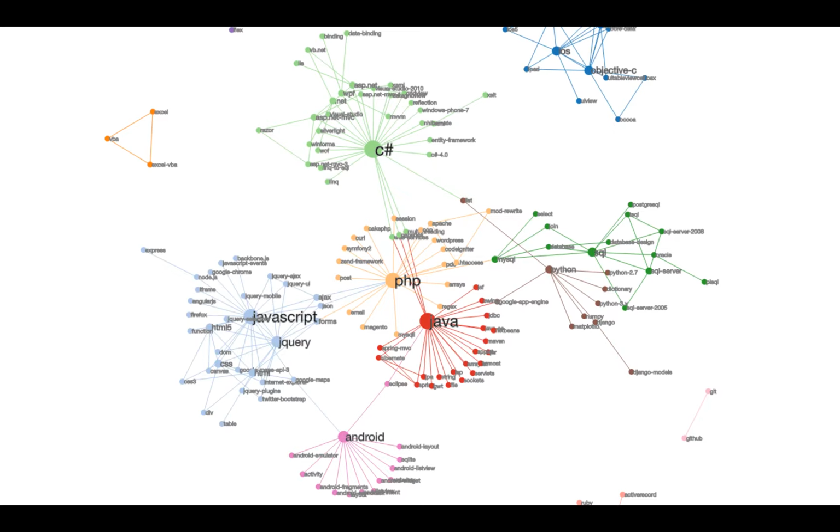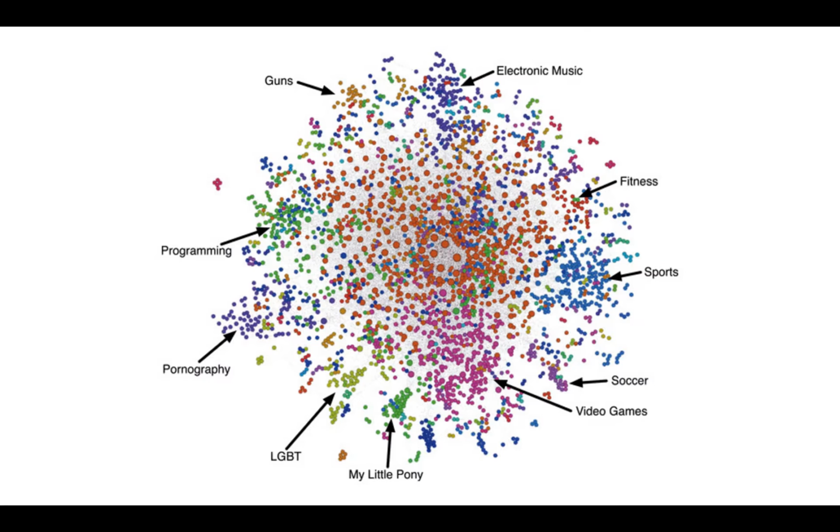I mean, here C# is connected to Python essentially by a thing called list. List isn't connected to Java. So there aren't enough questions that have both the list tag and the Java tag. It seems a little bit arbitrary. It's not like lists are particularly more C#-ish than Java-ish. So that's something interesting to think about.